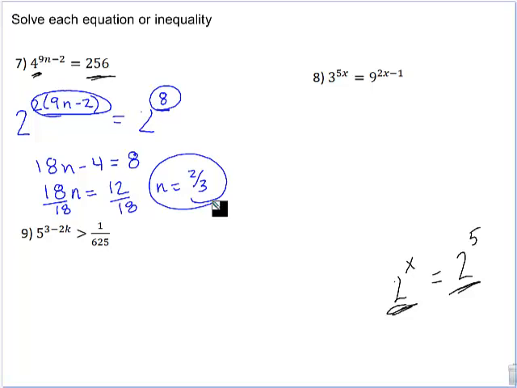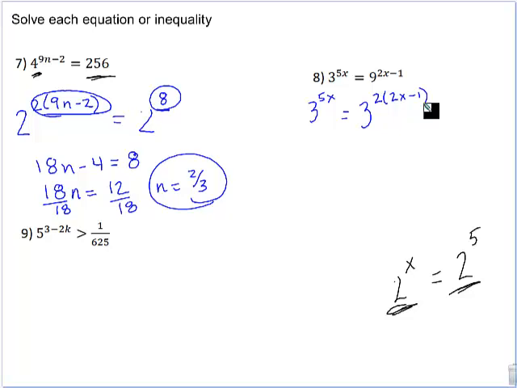All right, so let's look at 8. 8 is 3 to the 5x is equal to 9 to the 2x minus 1. So in order for this to work, I need the same base numbers. Is there anything I can do with the 3? No, it's already as low as it can go. So how about the 9? It's 3 squared. So I'm going to leave 3 to the 5x alone, and I'm going to change the 9 here to 3 squared, and then times your 2x minus 1.